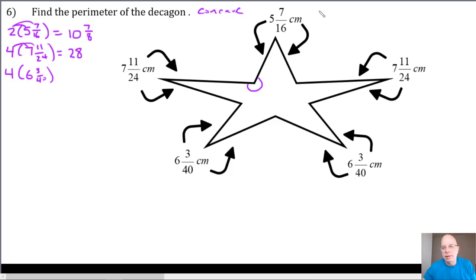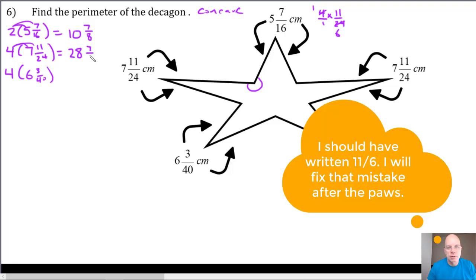And just to convince you on the side, in case you're not seeing what I'm doing, 4 times 11/24: if you express this as an improper fraction, you have a common factor of 4, and 4 divided by 4 is 1, and 24 divided by 4 is 6. So all I'm doing is distributing that 4 to both terms. Same thing here, 4 6s is 24, and 4 multiplied by 3/40, well, 4/40 is a tenth, so I just have 3/10, 24 and 3/10.